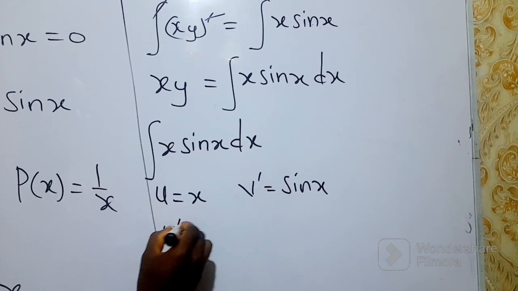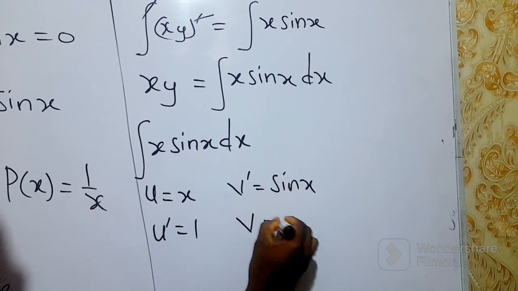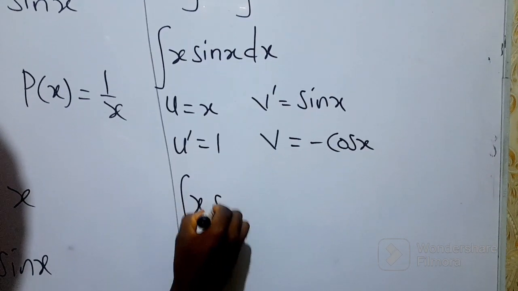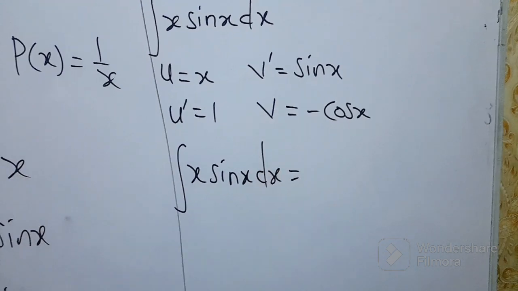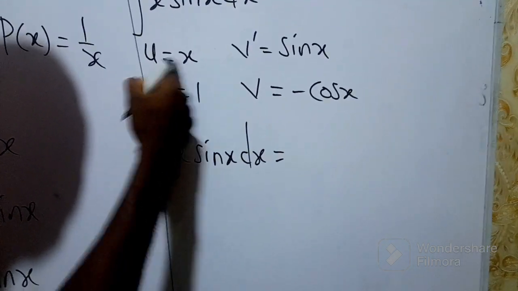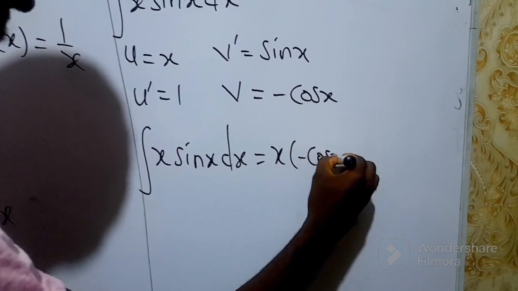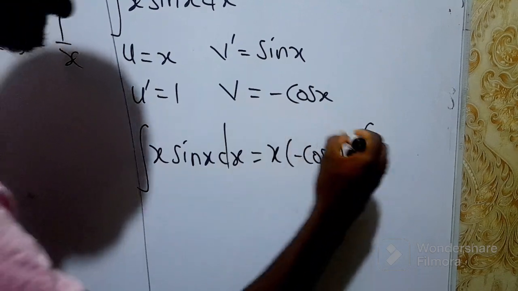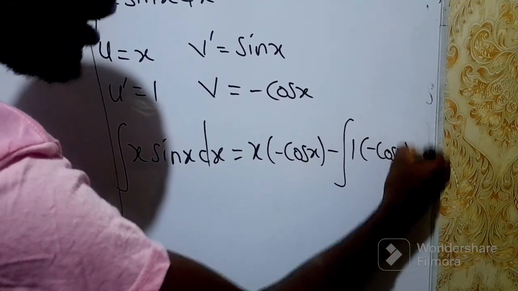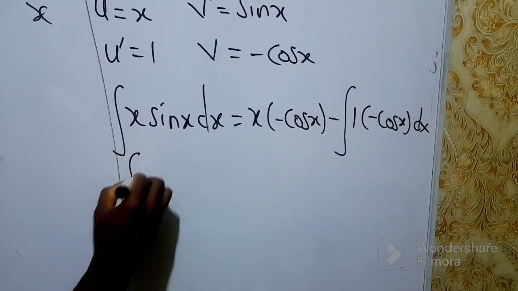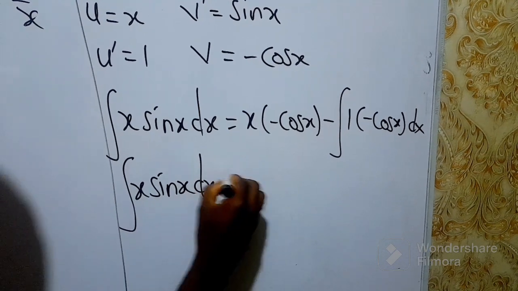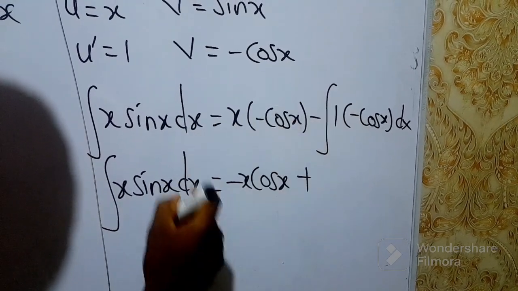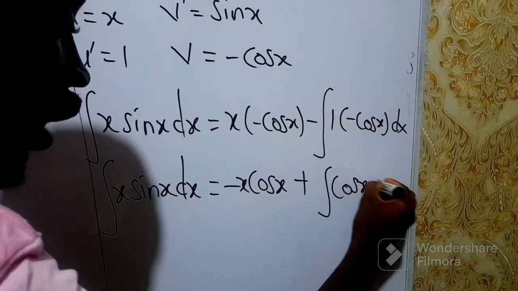So we find u prime. u prime will be equal to 1 and our v will be the integral of sine x, and the integral of sine x is negative cos x. So we can say the integral of x sine x, please check out my videos on integration by parts on YouTube, will be equal to uv, and our u is x times the v, negative cos x, minus the integral of v u prime. So our v is negative cos x and the u prime is 1. So we say 1 times negative cos x dx. So we can say the integral of x sine x dx will be equal to negative x cos x, then plus, since this is negative, we'll pull it out, that becomes plus the integral of cos x dx.